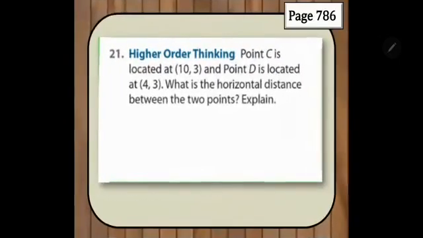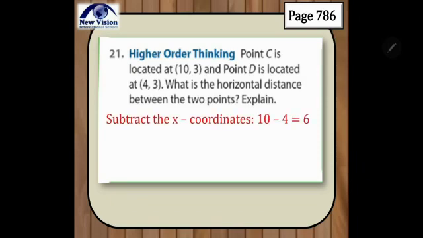Next item. Point C is located at 10, 3. And point D is located at 4, 3. What is the horizontal distance between 2 points? Explain. So we will subtract the x-coordinates. 10 minus 4 equals 6. So the horizontal distance is 6 units. Next number.